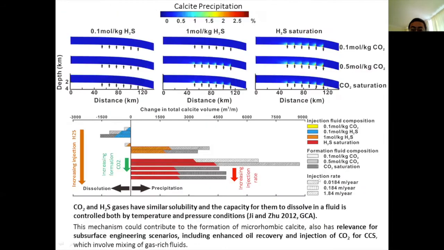This causes more dissolution. Another finding is that injecting a higher H2S concentration into a higher CO2 concentration will cause precipitation, because the fluid can only dissolve a limited amount of both these two gases. Injecting a higher H2S into the formation will cause CO2 degassing and precipitation. This is also independent of the injection rate.